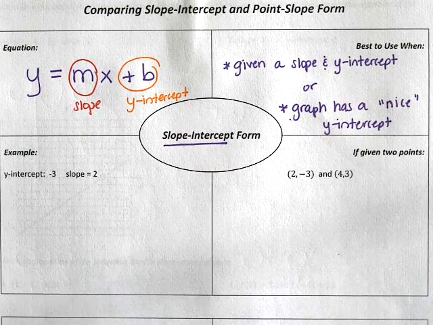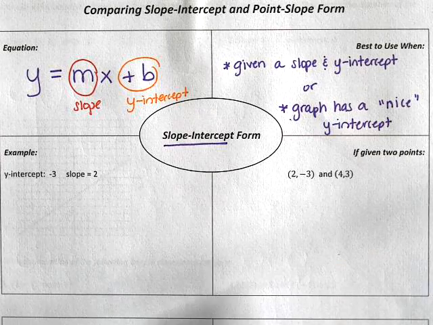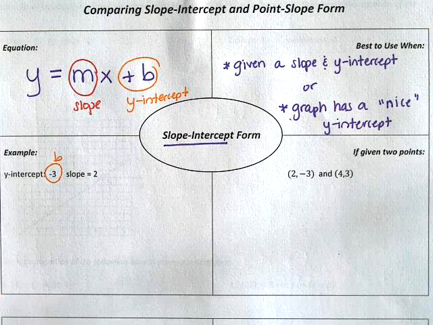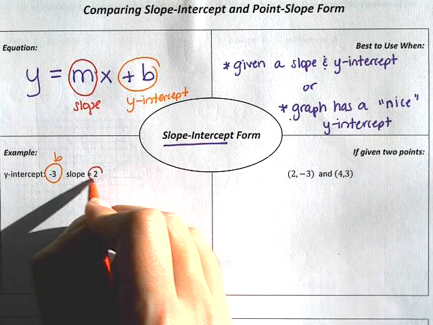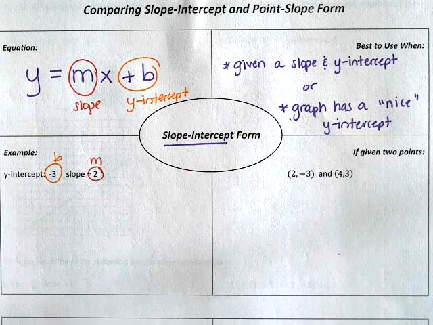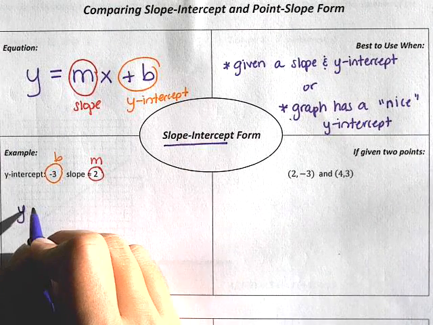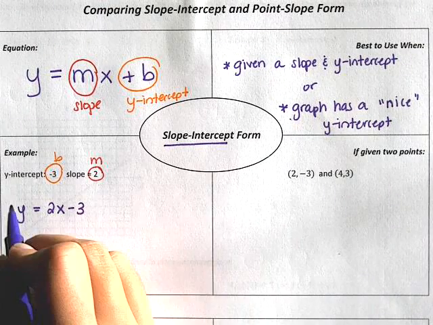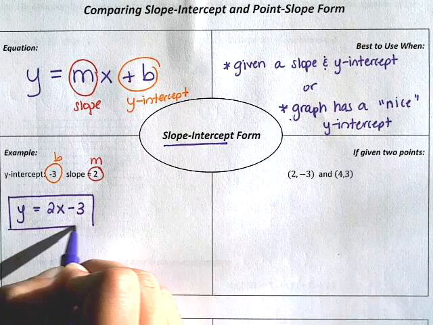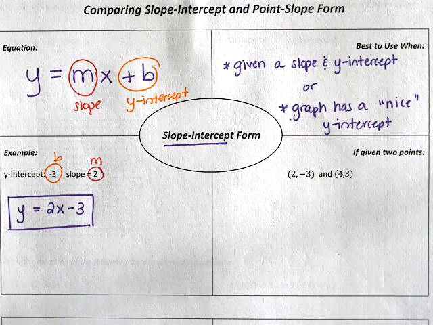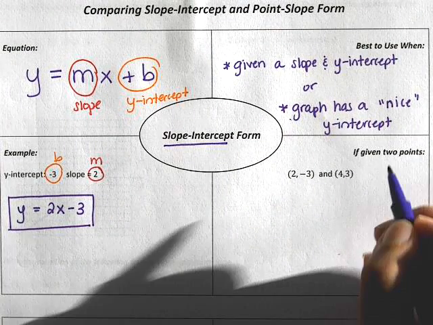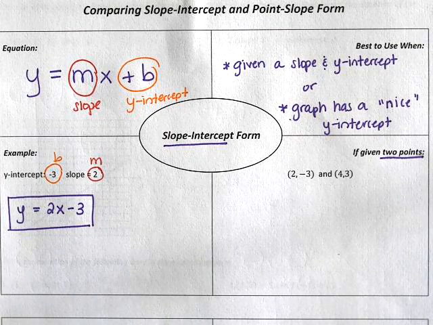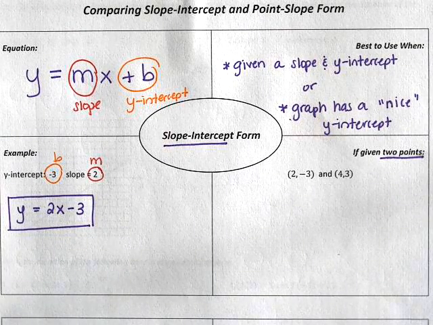For example, if I tell you the y-intercept is -3, you know your b right away. If I tell you the slope is 2, you know your m right away. So writing the equation is actually pretty easy. y equals 2x minus 3. Now there are going to be times when I give you 2 points and I say put the equation in slope-intercept form. You don't have a choice. You have to do it.